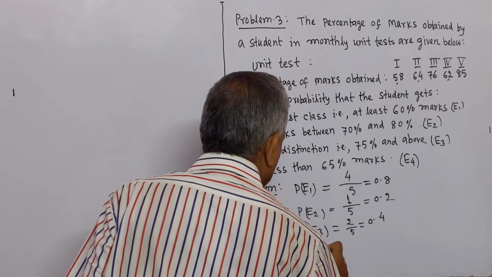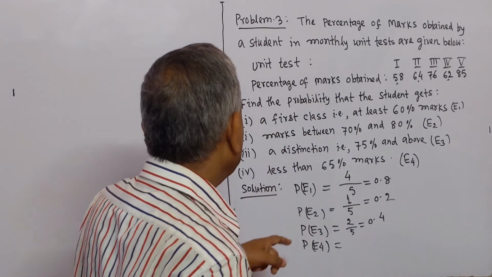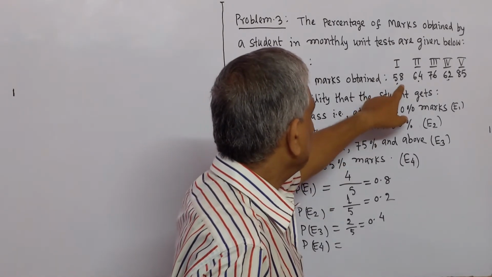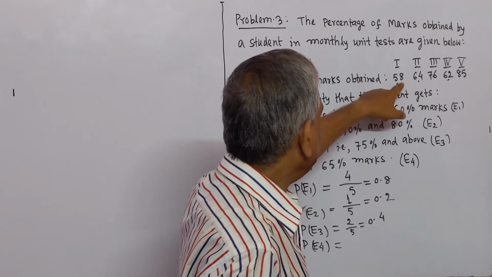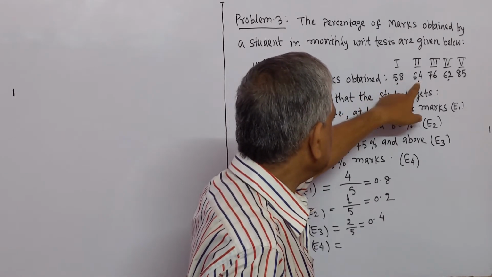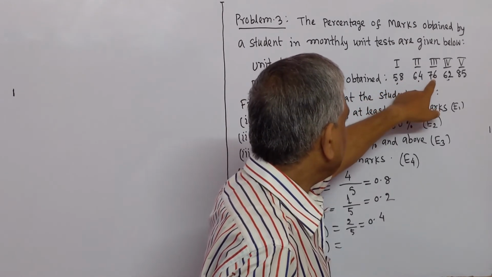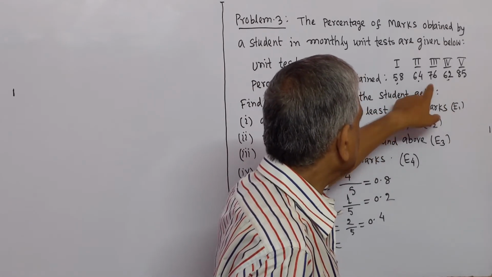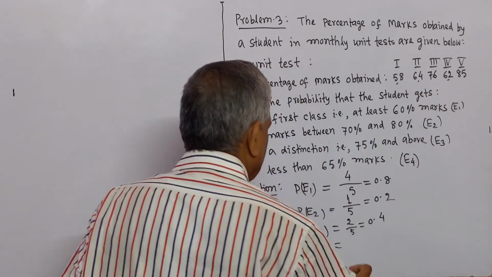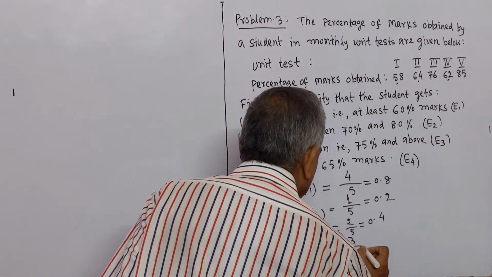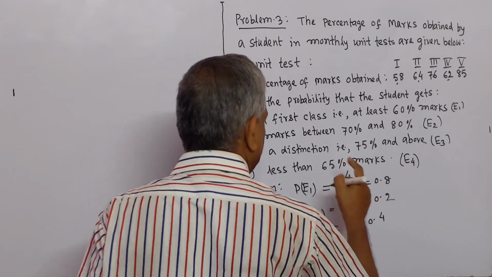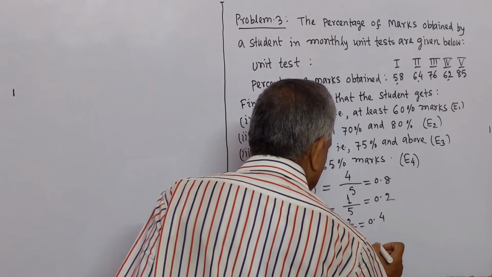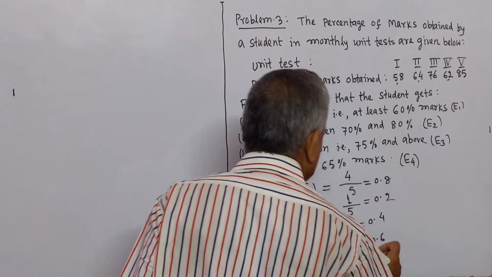P(E4), E4 means less than 65%. This is 58, which is less than 65, 64 is less than 65, this is greater than 65, this is less than 65. So we get only 3 tests in which the student gets less than 65%. Then 3 by 5, the number of tests being 5, so 0.6.